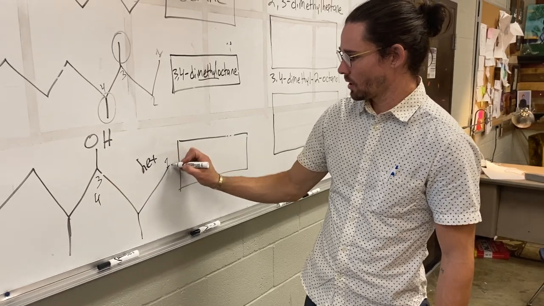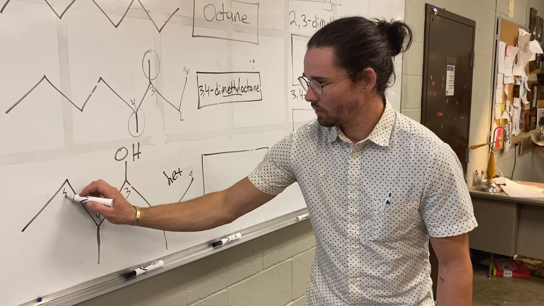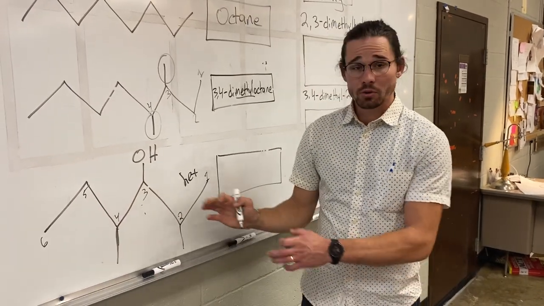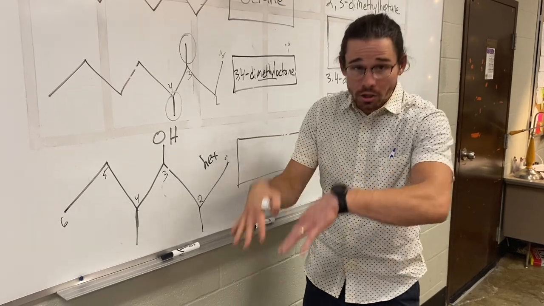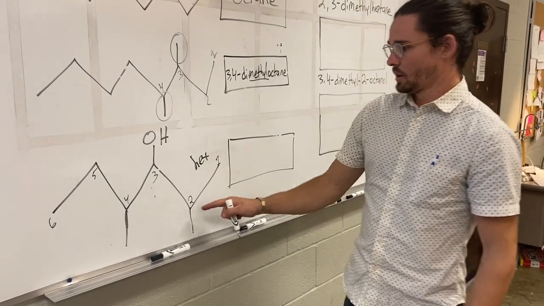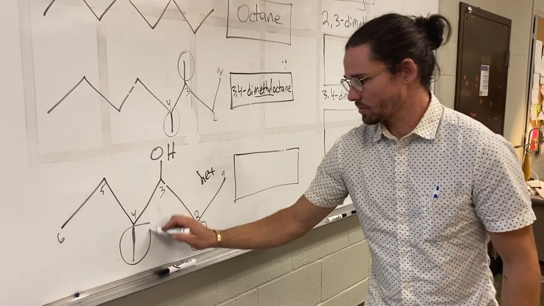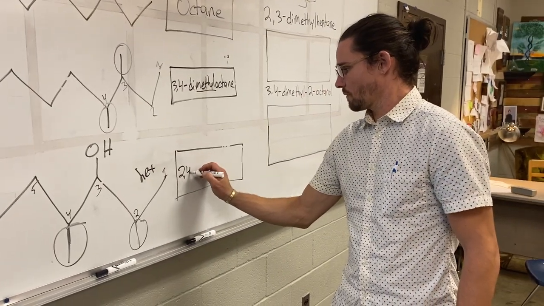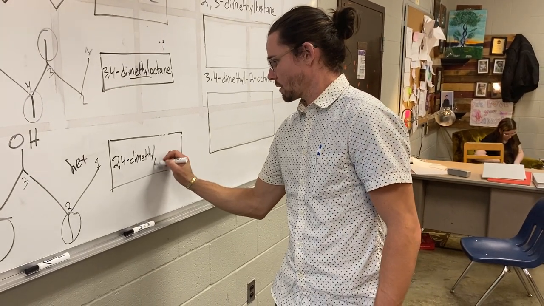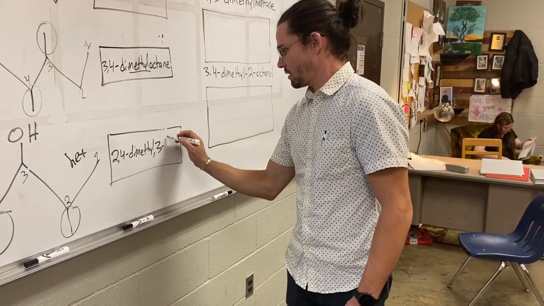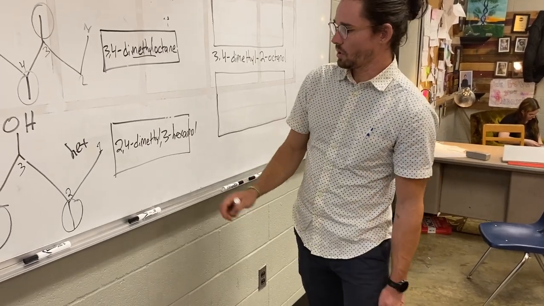So I'm gonna make 1, 2, 3, 4, 5, 6. What I'm doing is I'm numbering those carbons so that the alcohol group is the lowest. Keep that in mind. The way you name this is you name your substituents first. 2, 4, dimethyl, comma, 3, hexanol. Let me explain that.